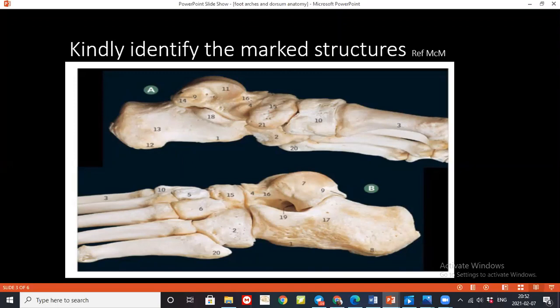And for the ligaments, we have the interosseous membrane, the long interosseous ligament, the plantar aponeurosis, and the deltoid and the spring ligament on the medial side. For the muscles, we have the tibialis anterior and posterior, the short muscle of the big toe, and the flexor.